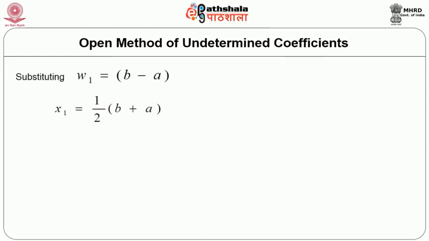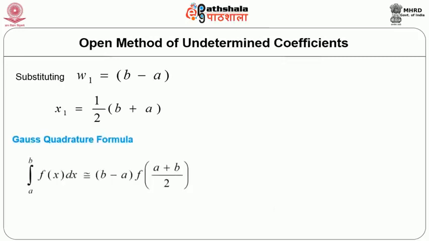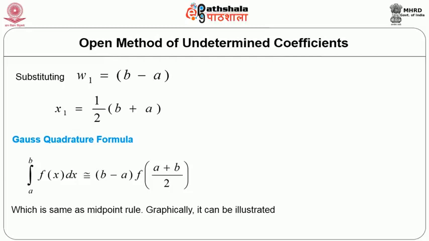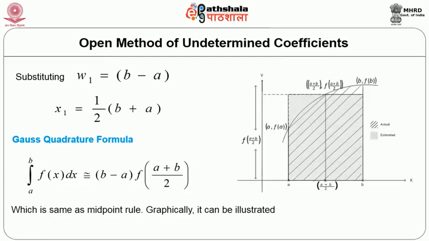Already we have got the value of w1 as b minus a. We substitute w1 as b minus a here, which gives x1 is half into (b plus a). And that is how we get the value of x1 as half (b plus a) and the weight as b minus a. Our formula becomes the integral from a to b of f(x) dx as (b minus a) into f at the midpoint (a plus b)/2. Actually, this formula is the same as what we discussed as the midpoint rule in the case of open Newton-Cotes formulas. You can look at the graph shown here.